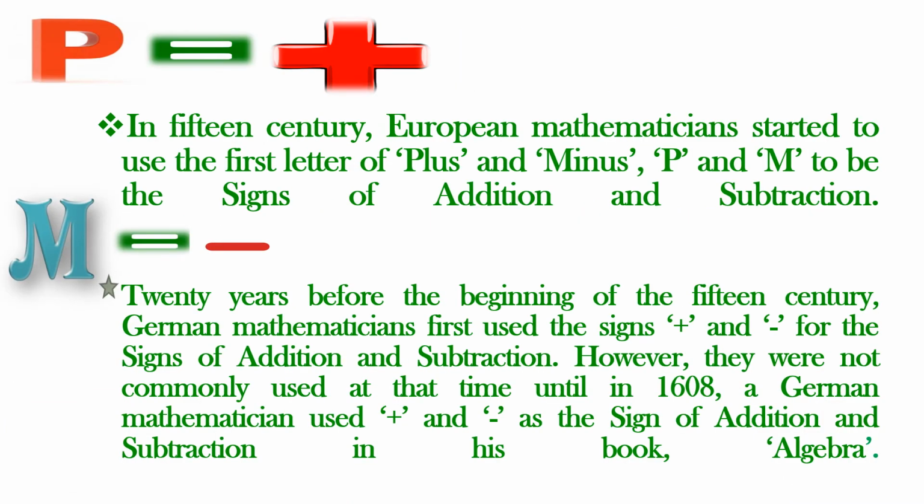In the 15th century, European mathematicians started to use the first letters of plus and minus, P and M, as the signs of addition and subtraction. Twenty years before the beginning of the 15th century, German mathematicians first used the signs plus and minus for addition and subtraction. However, they were not commonly used at that time, until in 1608 a German mathematician used plus and minus as the signs of addition and subtraction in his book Algebra.